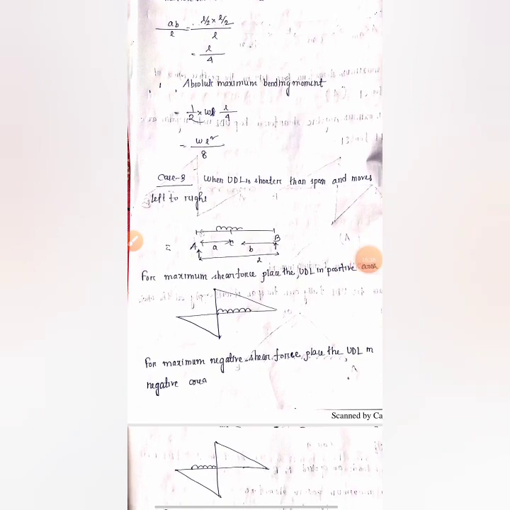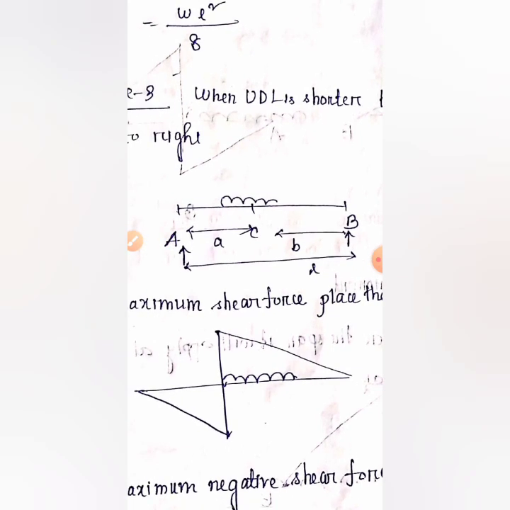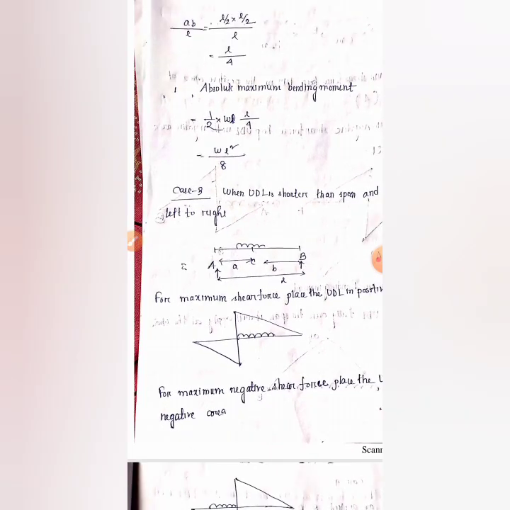So here we have AB, a simply supported beam. And we have this UDL. You can see how I have drawn this UDL, because the UDL is shorter than the beam in this case. So now let's understand how in this case we will get maximum shear force, maximum bending moment, and also maximum absolute bending moment, guys.